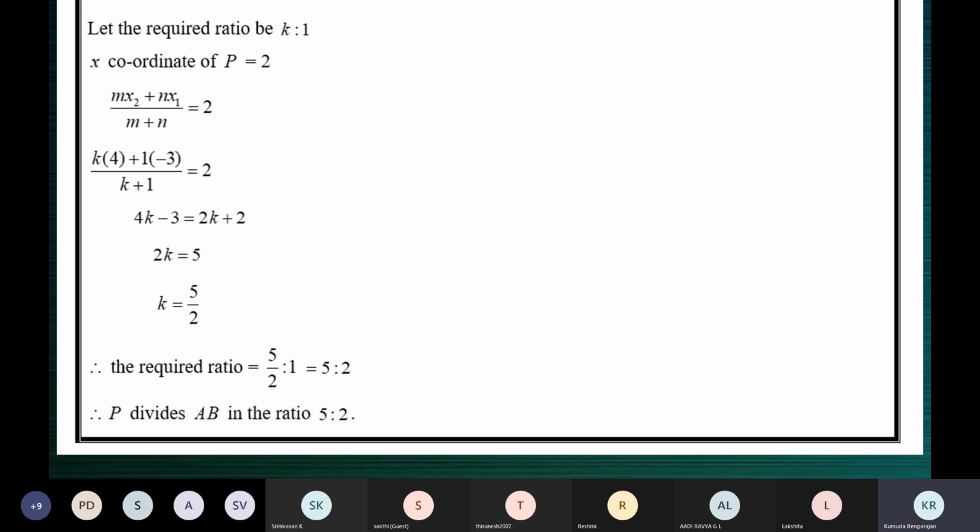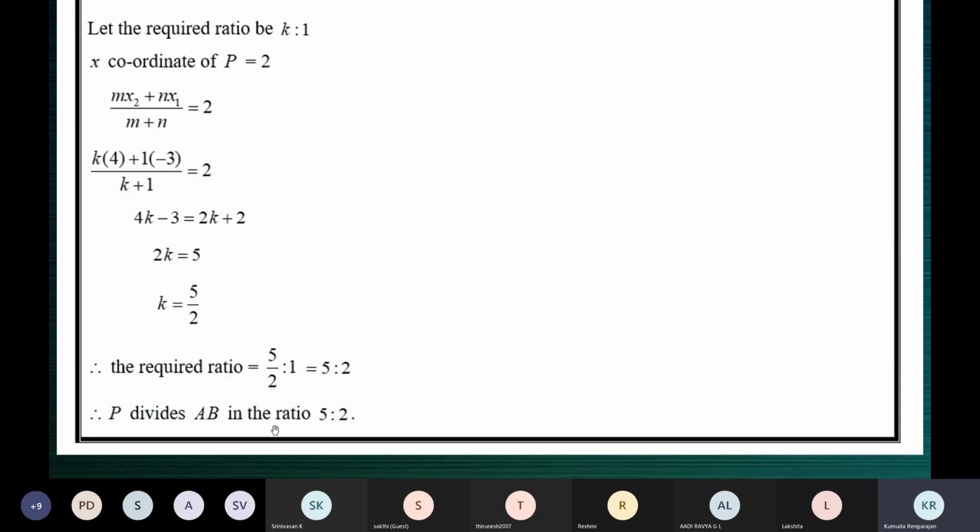That is, you simply multiply the numerator and the denominator by the same number. 2 by 3, you multiply the numerator by 4 and the denominator by 4. So 2 4s are 8, 3 4s are 12, 8 by 12 is the same as 2 by 3. So the fraction is not altered when you multiply the numerator and the denominator by the same number. That's what we do here. 5 by 2 is a numerator, 1 is a denominator, k by 1.